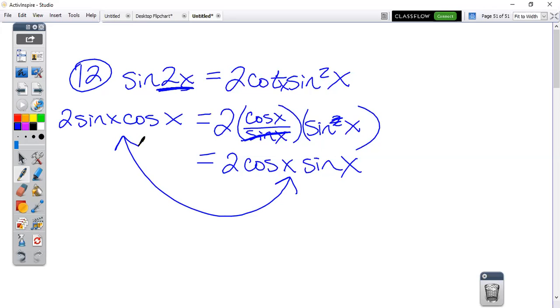I have a question. Yes, Carly. When you canceled out the sine x and the 2, did you just cancel out one sine x? Correct, because sine squared is actually sine x times sine x. Only one of those gets canceled, and you're left with the other one.